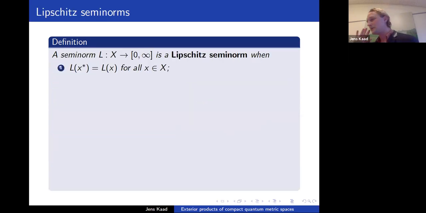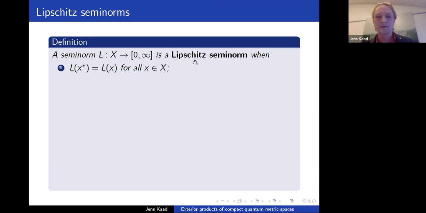Okay, so we are interested in metrics on the state space of an operator system. And these metrics are going to come from seminorms that are defined on the operator system. So I'm going to work with a particular kind of seminorms. They're called Lipschitz seminorms. So they satisfy some extra properties besides just being a seminorm. One thing which is a bit peculiar is that my seminorm can take the value infinity, but otherwise it satisfies all the typical requirements for being a seminorm.